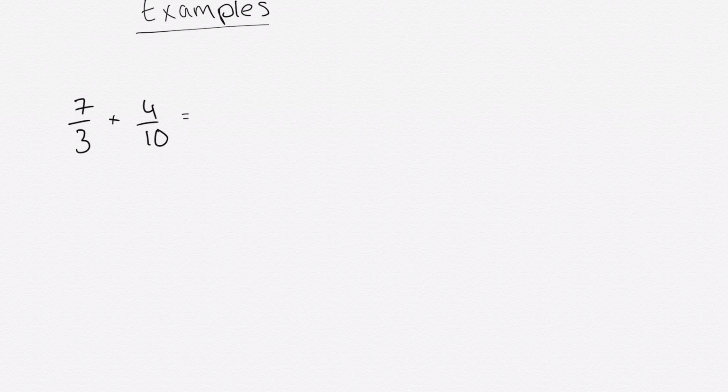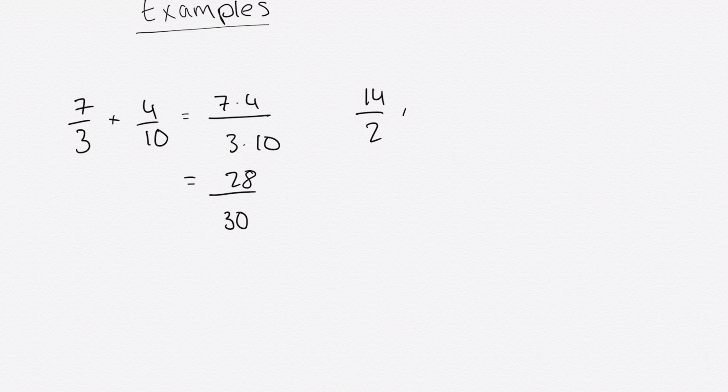We have 7/3 times 4/10. It's very straightforward because you just multiply the numerators together and denominators. So it's 7 times 4 over 3 times 10, which is 28/30. Let's do a second example. We have 14/2 times 2/14, which is just equal to 28/28, which is equal to 1.